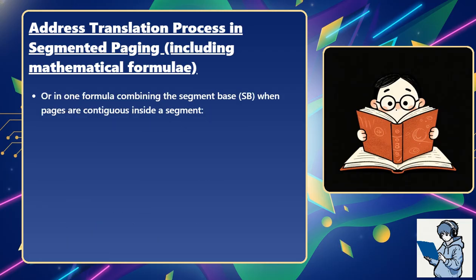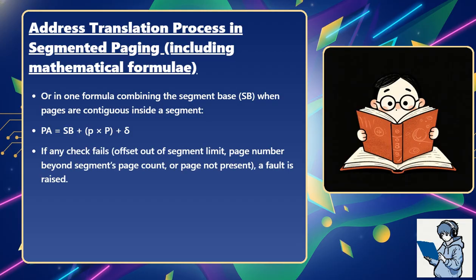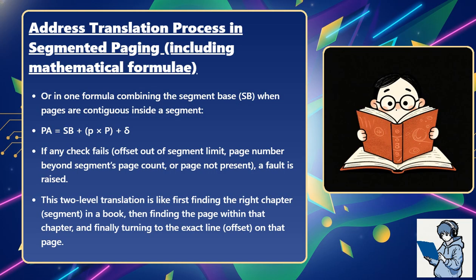Or in one formula, combining the segment base SB when pages are contiguous inside a segment. PA equals SB plus P times P plus delta. If any check fails, such as offset out of segment limit, page number beyond the segment's page count, or page not present, a fault is raised. This two-level translation is like first finding the right chapter segment in a book, then finding the page within that chapter, and finally turning to the exact line offset on that page.